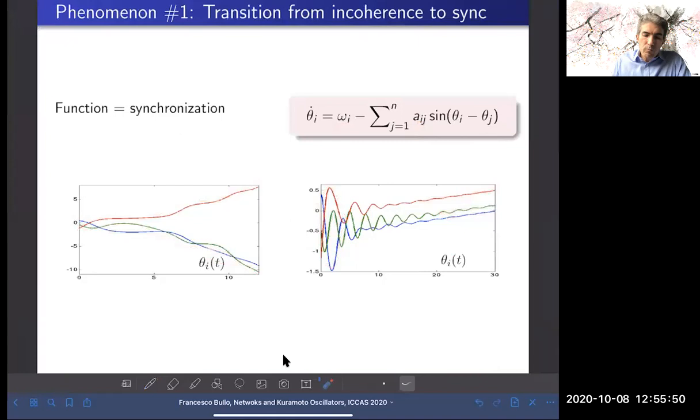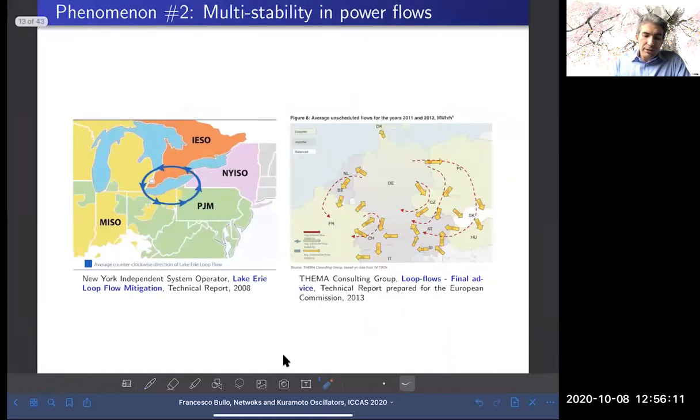And so we want to understand, when do we transition? When are we in the regime of incohesive behavior, and when are we in the regime of synchronization? This is a synchronization regime. This is frequency synchronization, because the phases continue to be different, but the frequencies become identical. There is another phenomenon, which is that of multi-stability, the existence of multiple solutions. I'll talk about that later.